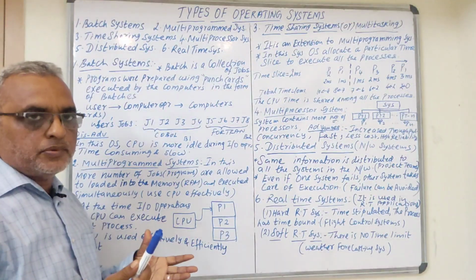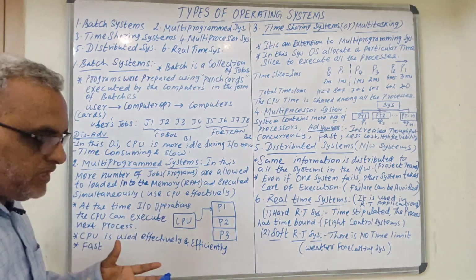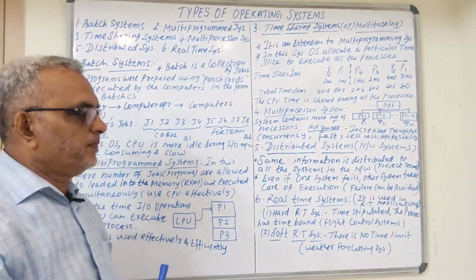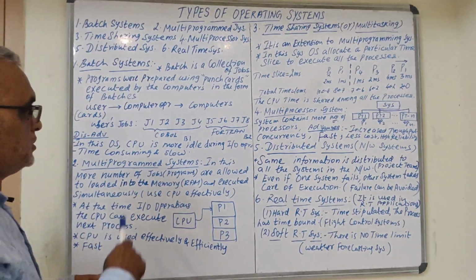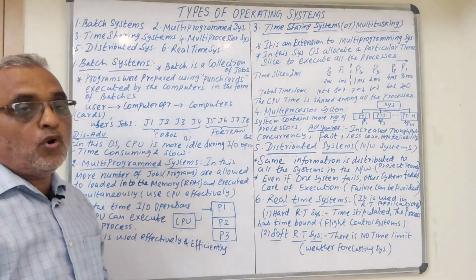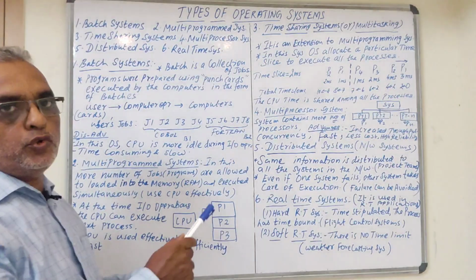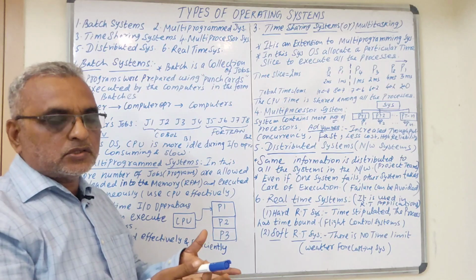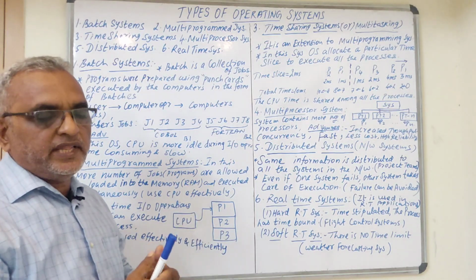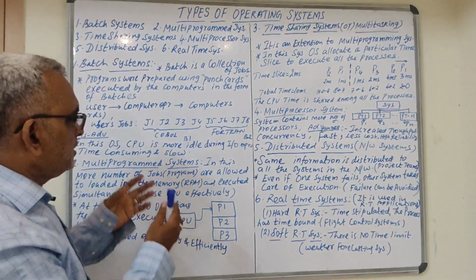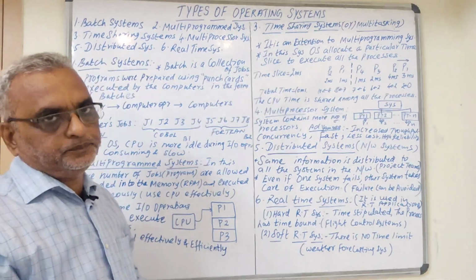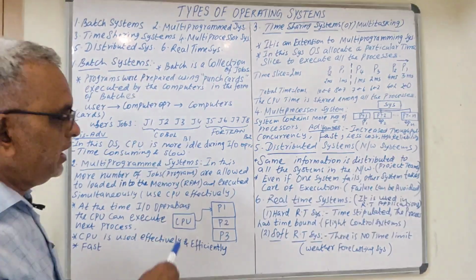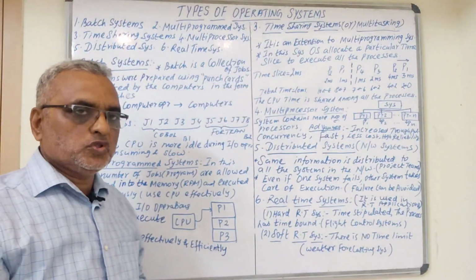Whatever jobs are given by the user will be submitted to the computer only in the form of batches. In this operating system, the CPU is kept idle more, especially during input-output operations. While you are giving the cards and the card reader is reading the cards, the CPU will be kept idle. So this is one disadvantage. Naturally it is time consuming and leads to slow processing.